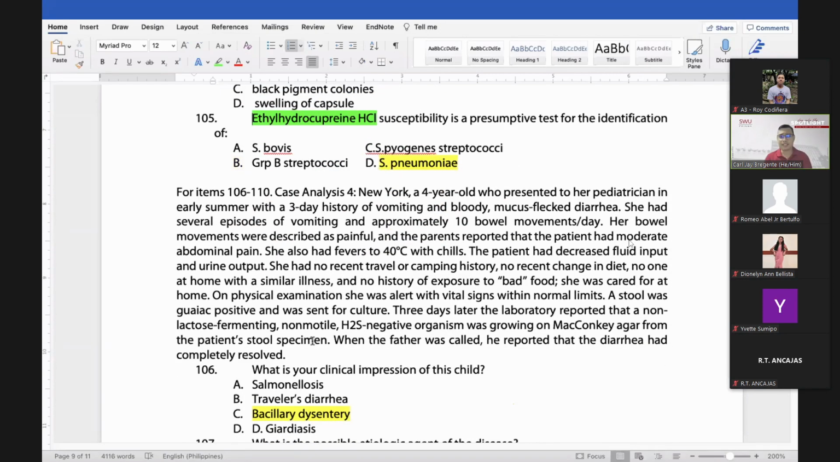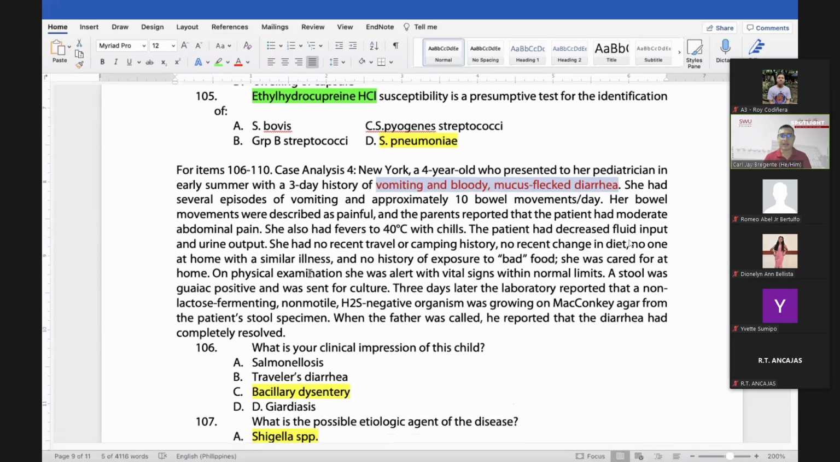So for 106 to 110 is another case. So you have a 4-year-old patient who presented to her pediatrician in early summer with a 3-day history of vomiting and bloody diarrhea with mucus flecks. She had several episodes of vomiting, approximately 10 bowel movements per day. Stools were described as painful, and parents reported the patient had moderate abdominal pain. She had fever and chills. The patient had decreased fluid intake and urine output.